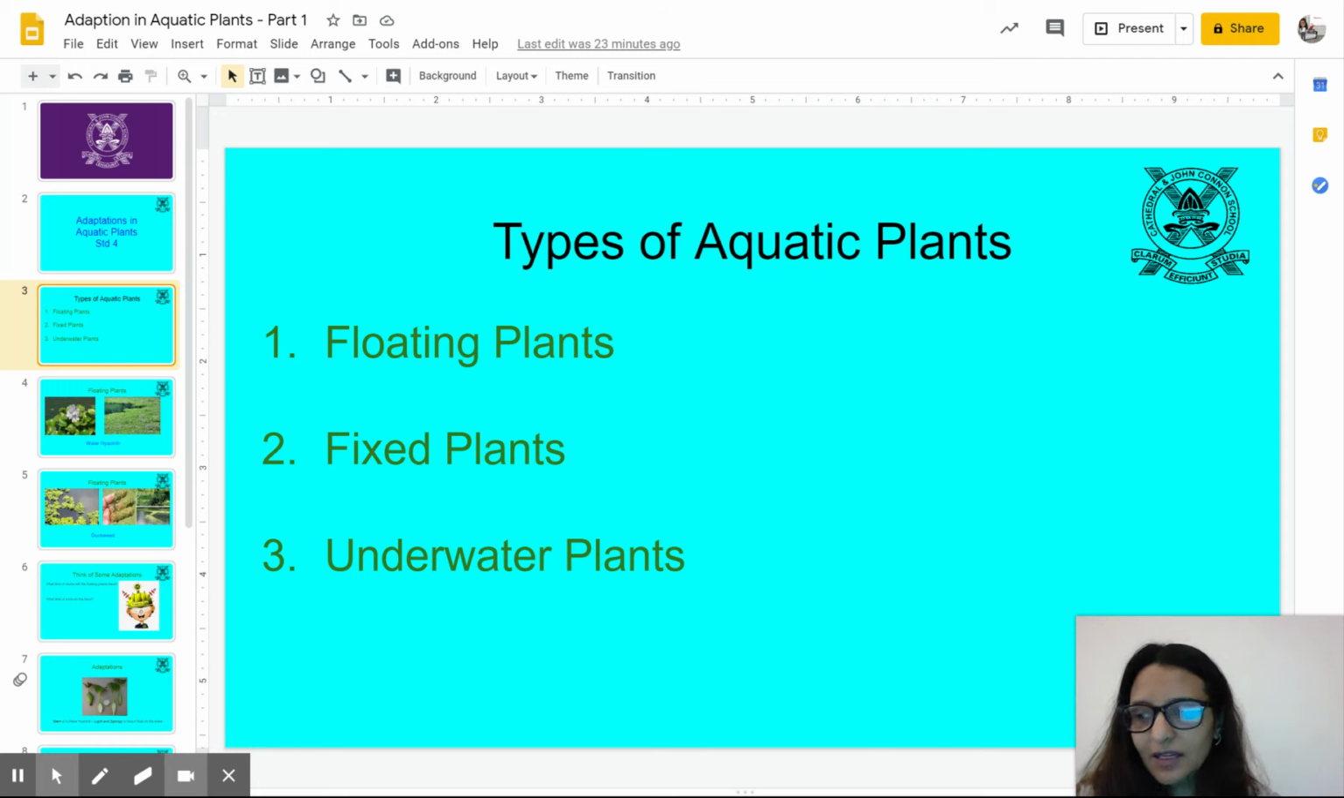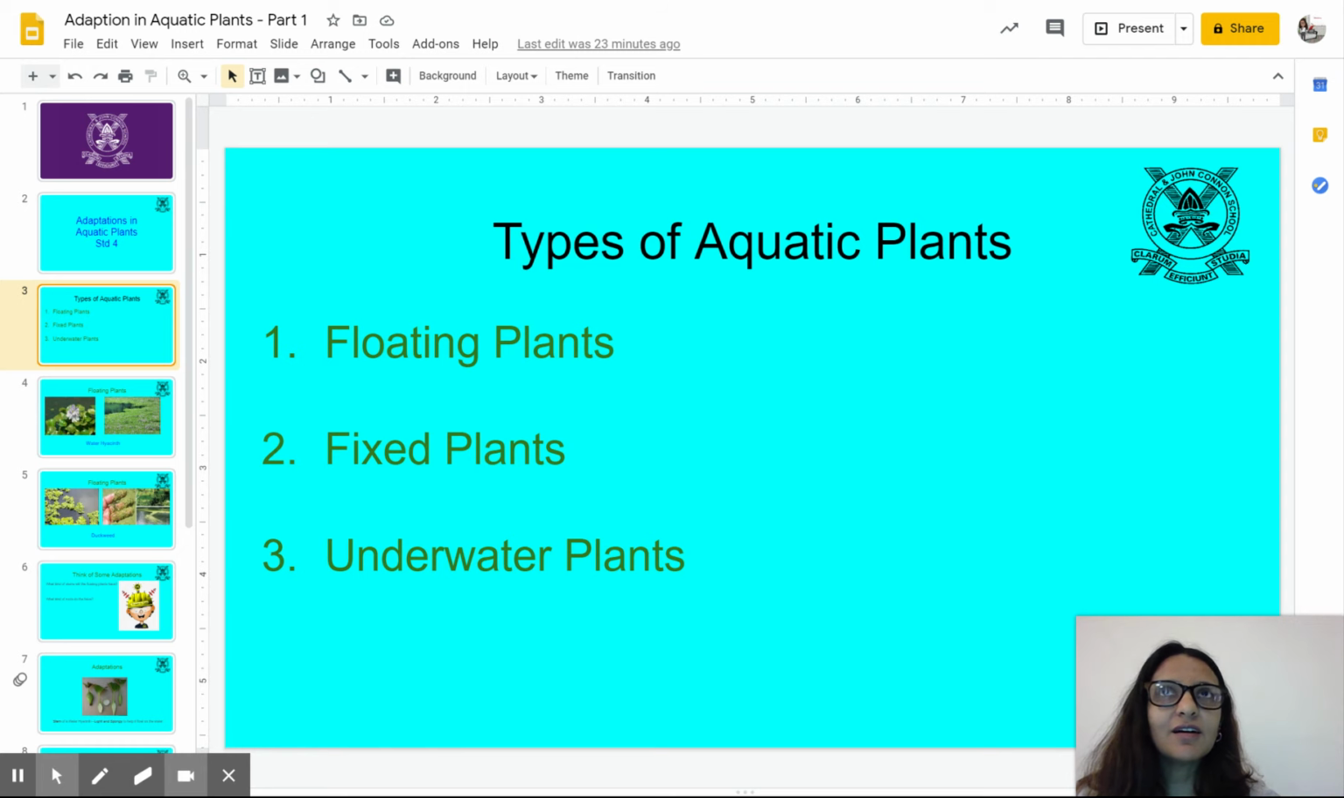Now, in case of underwater plants, they are the ones that grow under the surface of the water. You will not see them above the surface. You can see them when you go snorkeling or scuba diving. You see plants with the corals. Those are underwater plants. In this presentation today, we're just going to talk about the first variety, that is the floating plants.